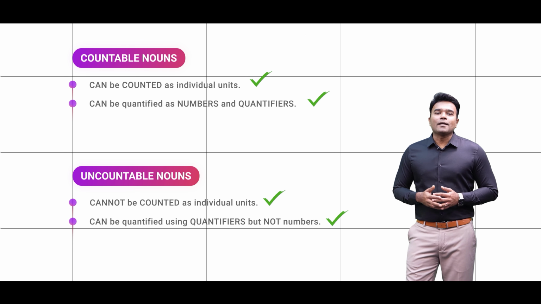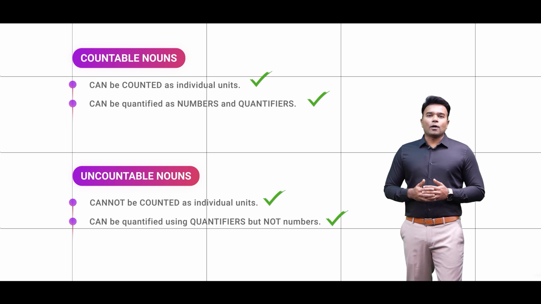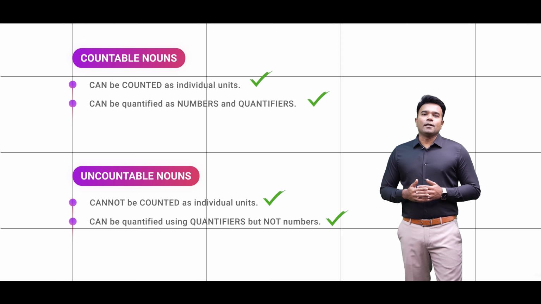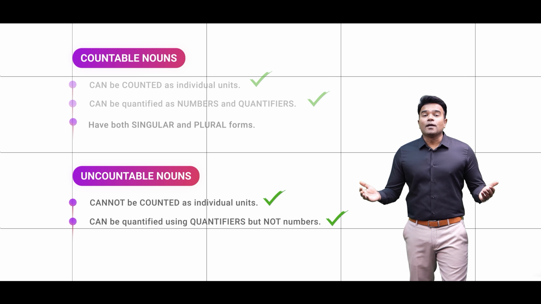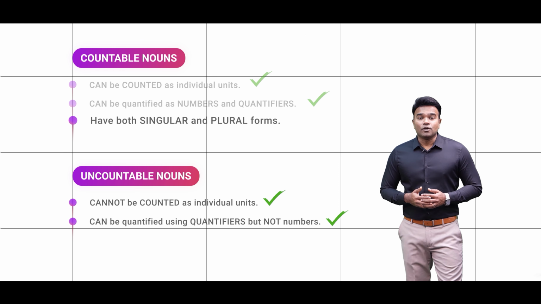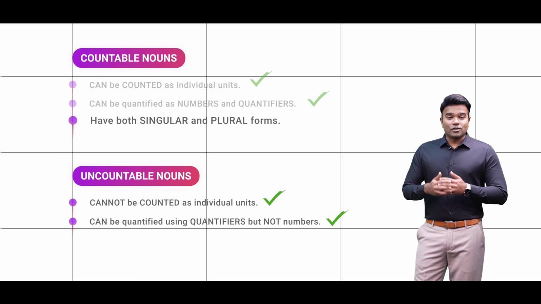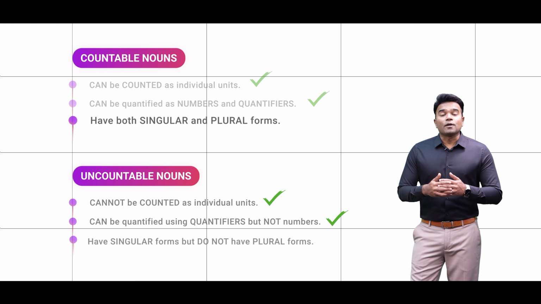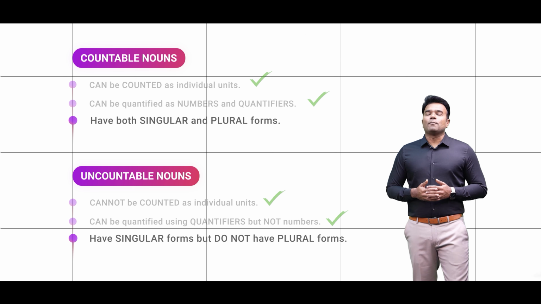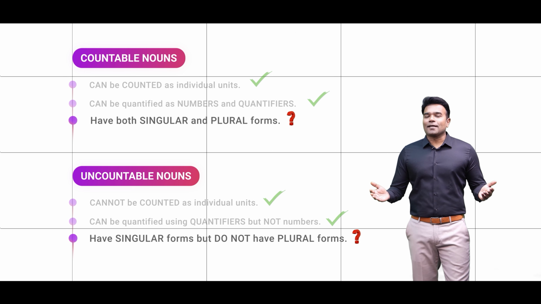But then there is one more difference between the countable and the uncountable nouns: the countable nouns exist in both the singular as well as the plural forms, but the uncountable nouns exist only in the singular form and they do not have plural forms. Well, what it means, let me explain it to you through examples.